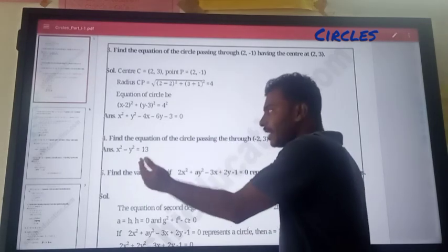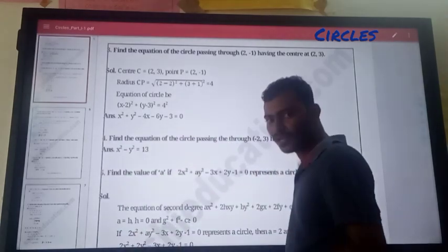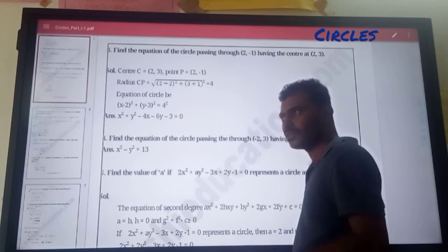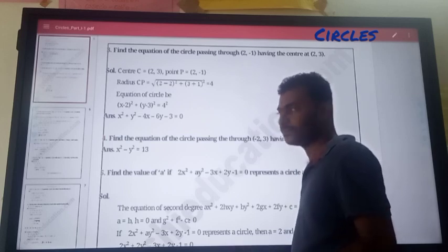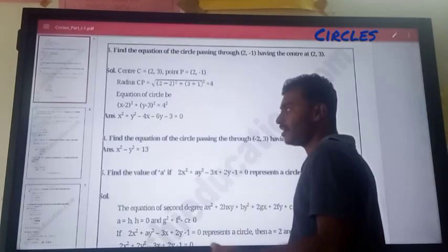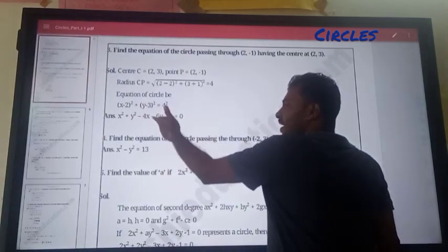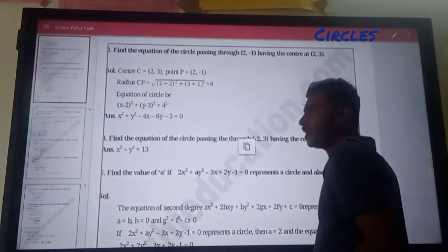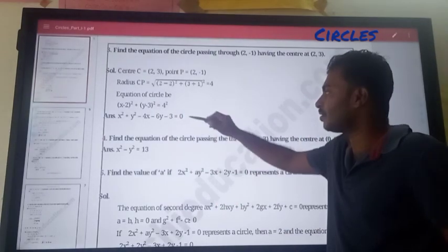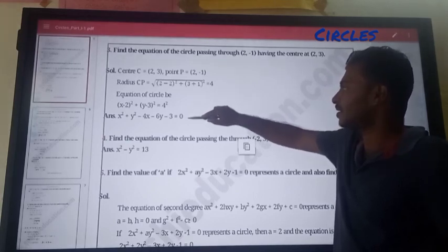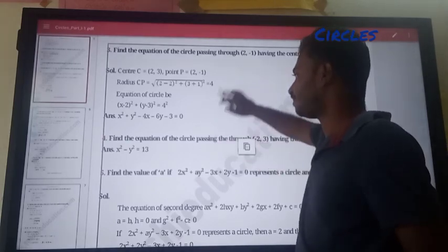When you take it to the left side of the equal sign, the sign will be changed, the 16 sign will be changed. So that value becomes negative. So 13 minus 16 we get minus 3. So clearly x² plus y² minus 4x minus 6y minus 3 equals 0, which is our required circle equation. Okay.